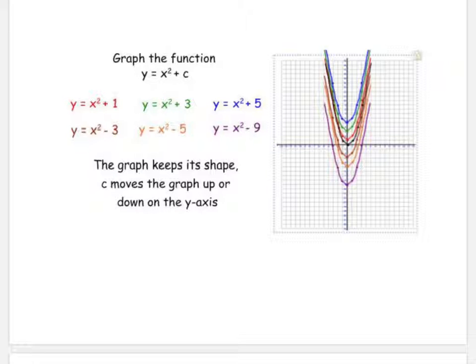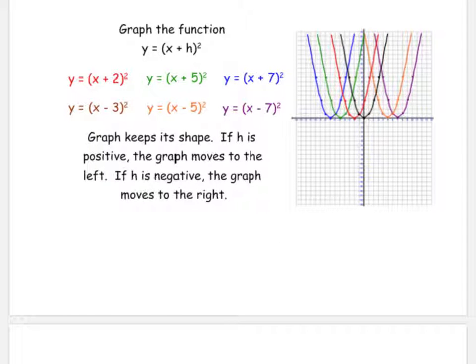If we're looking at this type of translation, y equals x squared plus c, when you are adding a number as c, the graph of x squared moves up that many units. If you are subtracting a number as c, that moves the graph down that many units.